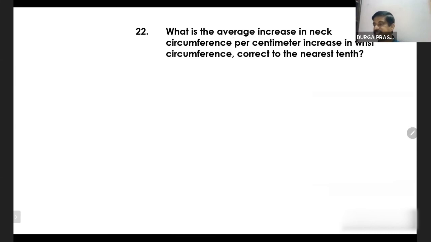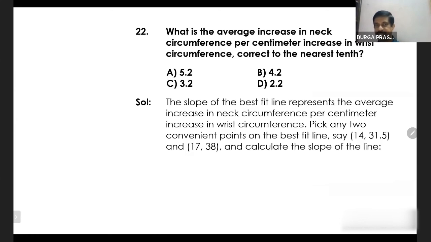What is the average increase in neck circumference per centimeter increase in wrist circumference, corrected to the nearest tenth? Tenth means 1 decimal. Okay, that is what we should see. The options are given as 5.2, 4.2, 3.1, 2.2. So let us see what we have done here.